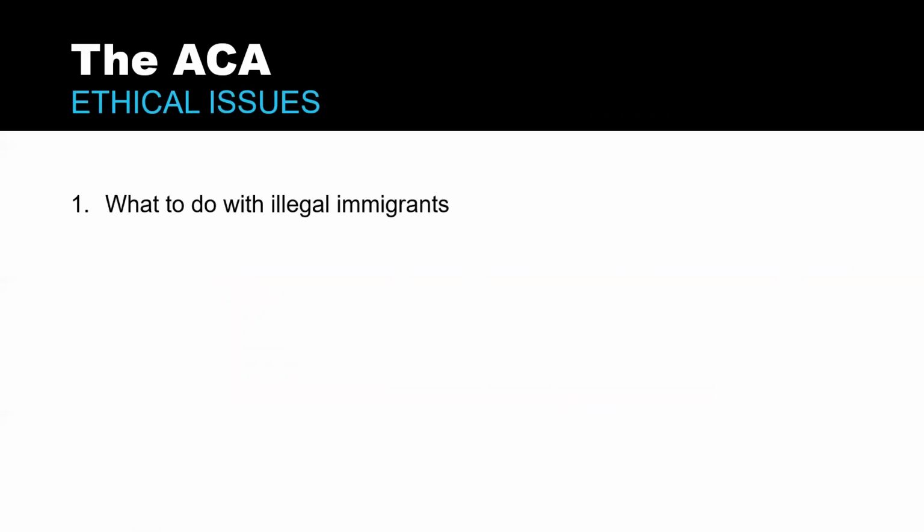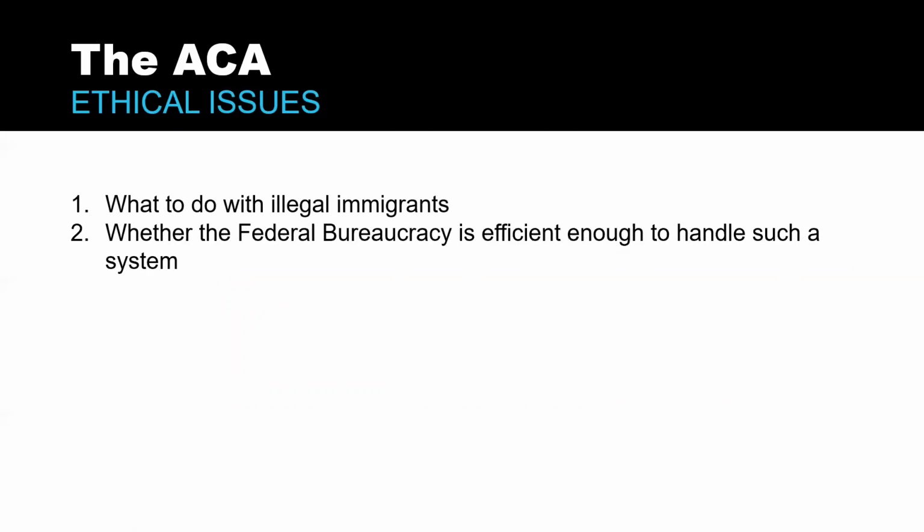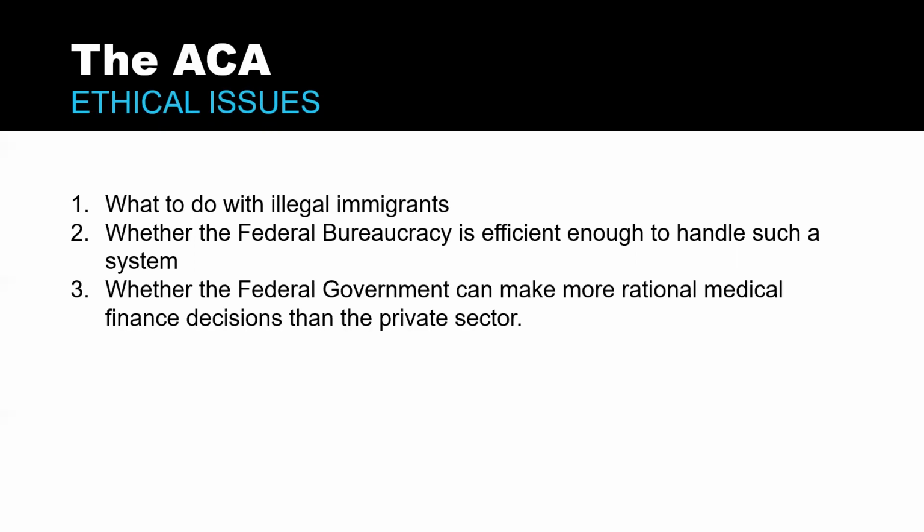So there were some ethical issues with the ACA that were contested between the right and the left. What do we do with illegal immigrants? Whether the federal bureaucracy is efficient enough to handle such a system, because this is a big system. And the government's not really necessarily known for being super efficient. So can they handle this? And for a little bit, they were having a lot of trouble. So it wasn't a completely unrealistic criticism.